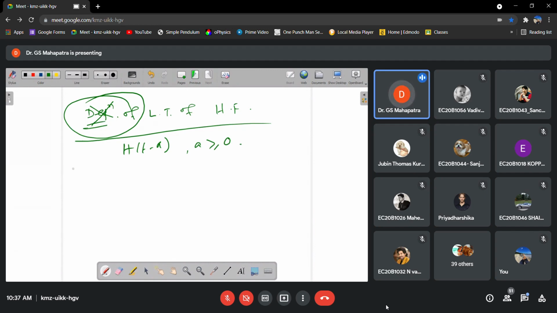So from the definition of the Laplace transform, what is the Laplace transform? I will not write if you do not prompt me. Somebody should tell me what the answer is.